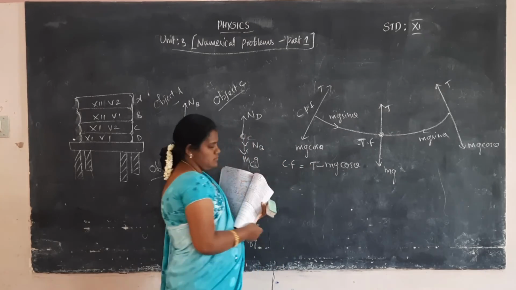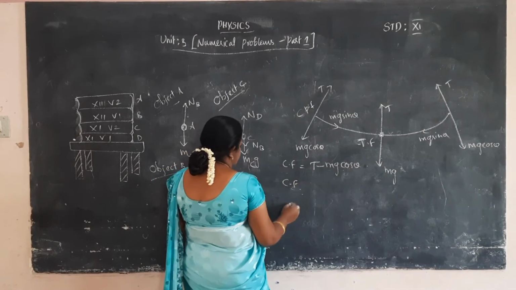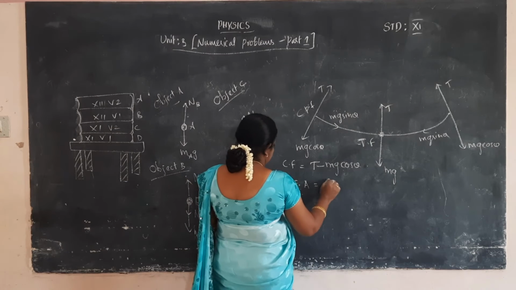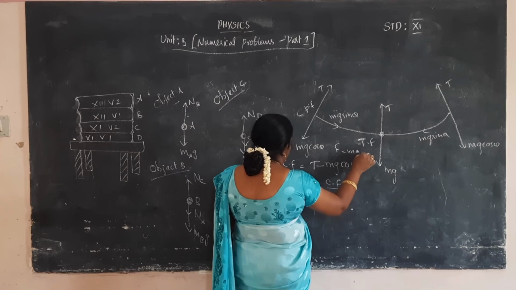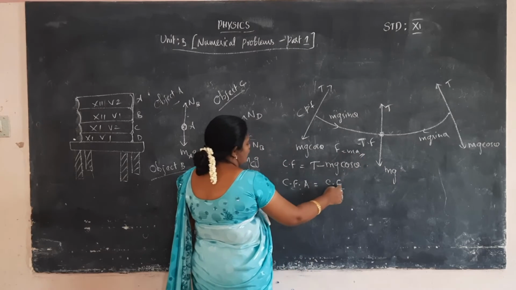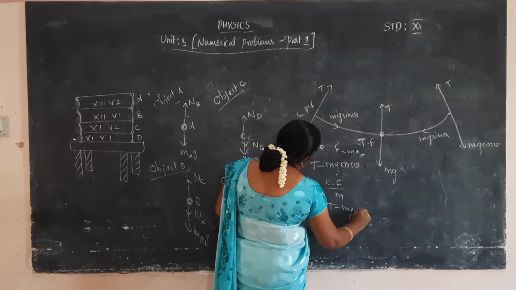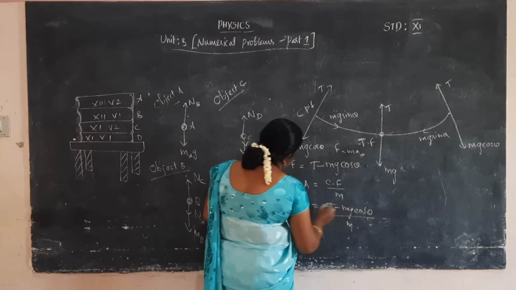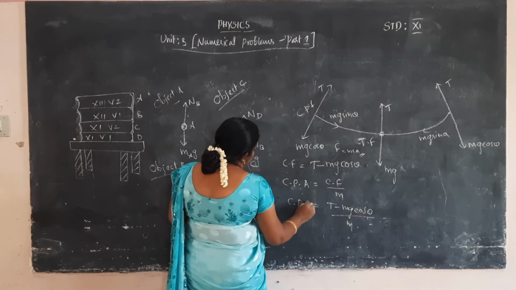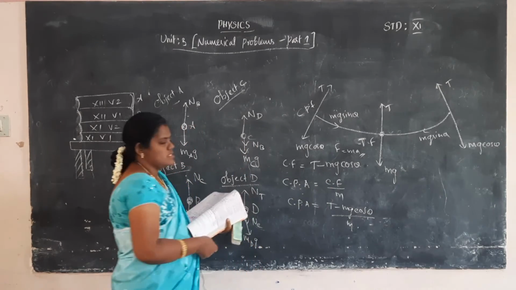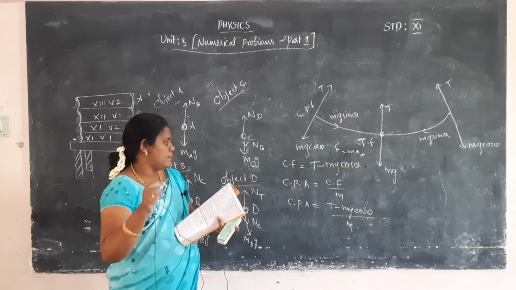Okay. We want to calculate the centripetal acceleration. Centripetal acceleration is equal to centripetal force by m, because force is equal to m into a. So centripetal force is equal to T minus mg cos theta, by m. This is the centripetal acceleration. Centripetal force is T minus mg cos theta; centripetal acceleration is T minus mg cos theta by m.